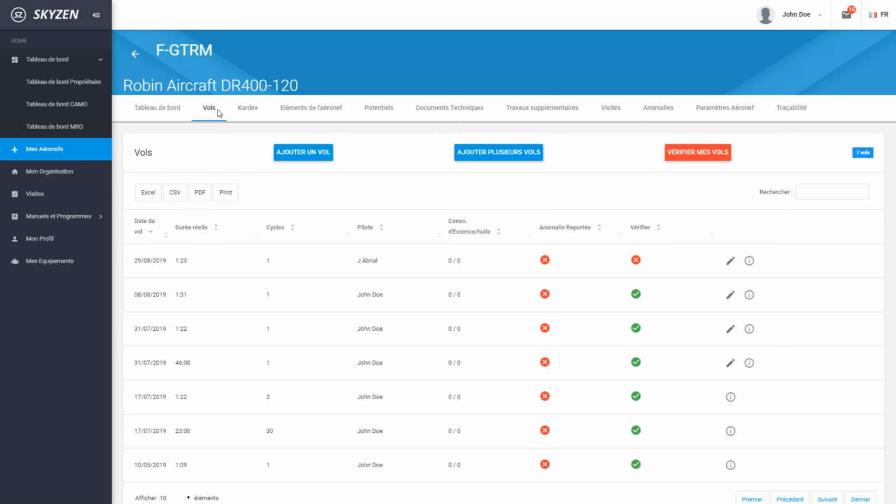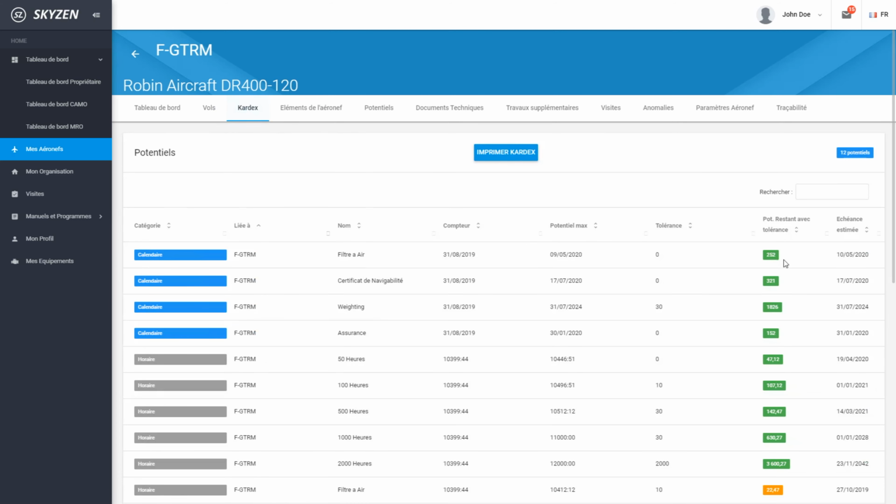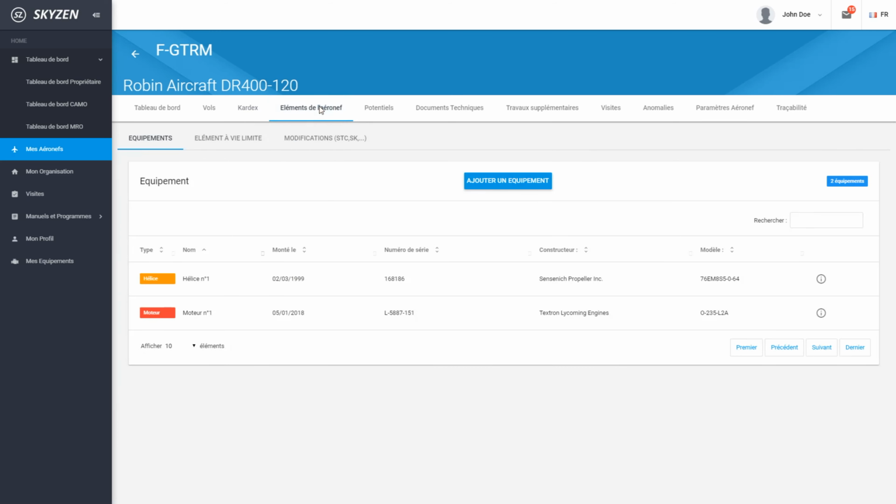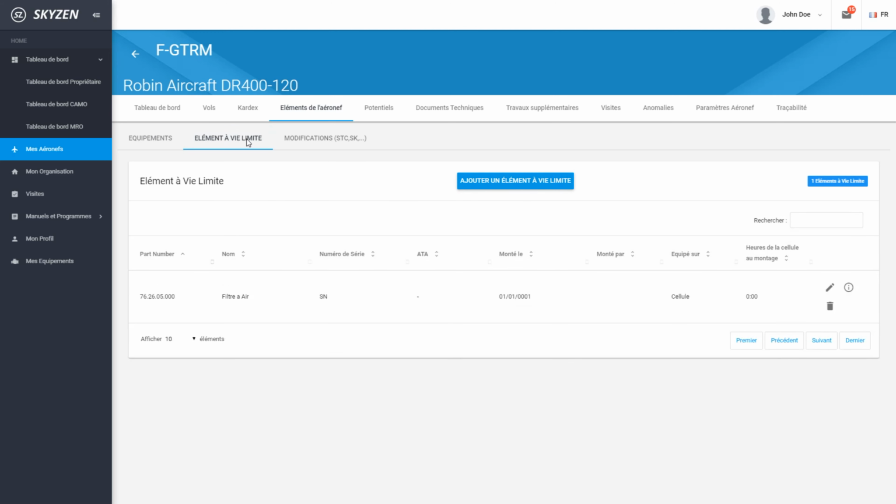Then there is the Flight tab or Flight Technical Log tab, where there are all the flights of the aircraft. Then there is the Cardex tab, where you can find all the limits of your aircraft. If the limit left is in red, it means it has been reached. If it's in orange, it means it is below the horizon you have defined.